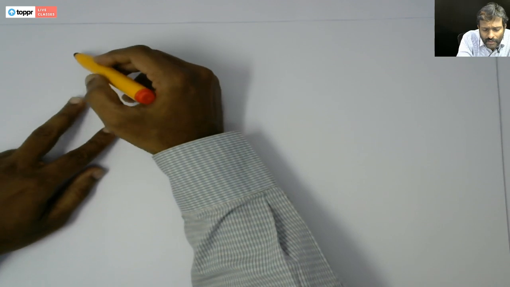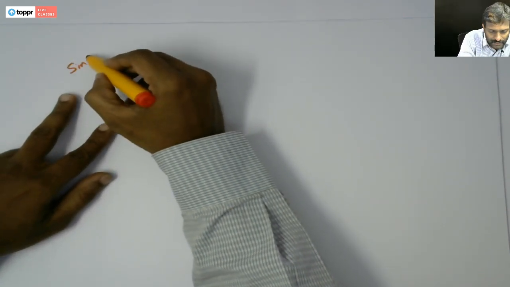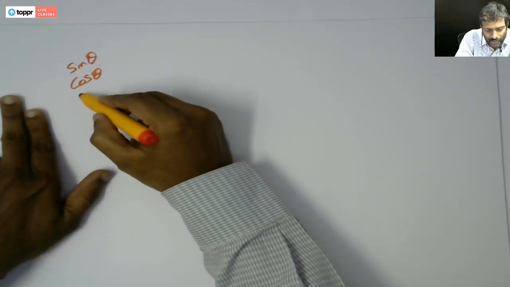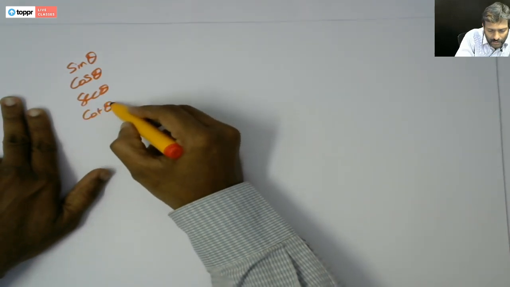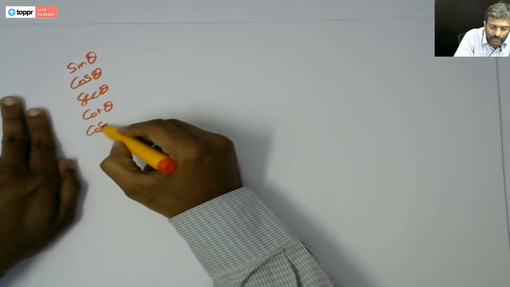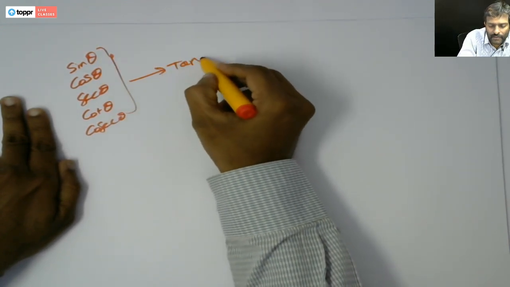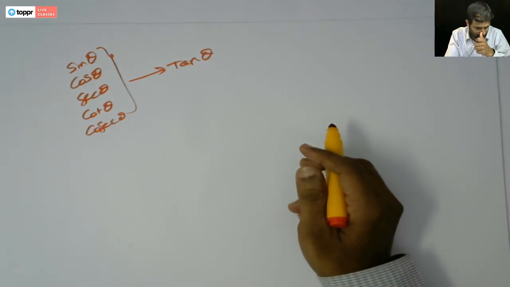Now see, what if someone asks you to represent all the trigonometric ratios in terms of tan. So I want sine theta, I want cos theta, I want sec theta, I want cot theta, I want cosec theta in terms of tan. Say I want everything of this in terms of tan. So what can we do? How can we represent, right?